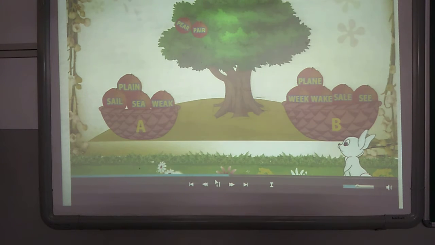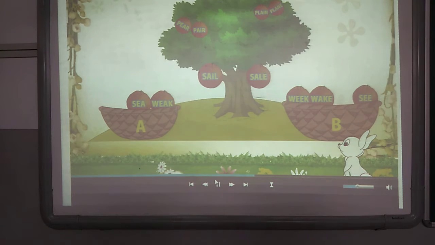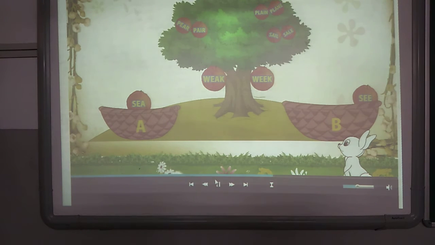Choose one word from basket A. Plane. Look for a homophone in basket B. Yes, it is plane. Next, same. And same. Right. Then, weak. And no, not weak. Try again, Rainbow. Yes, it is week. Next, see. And sea. Good.